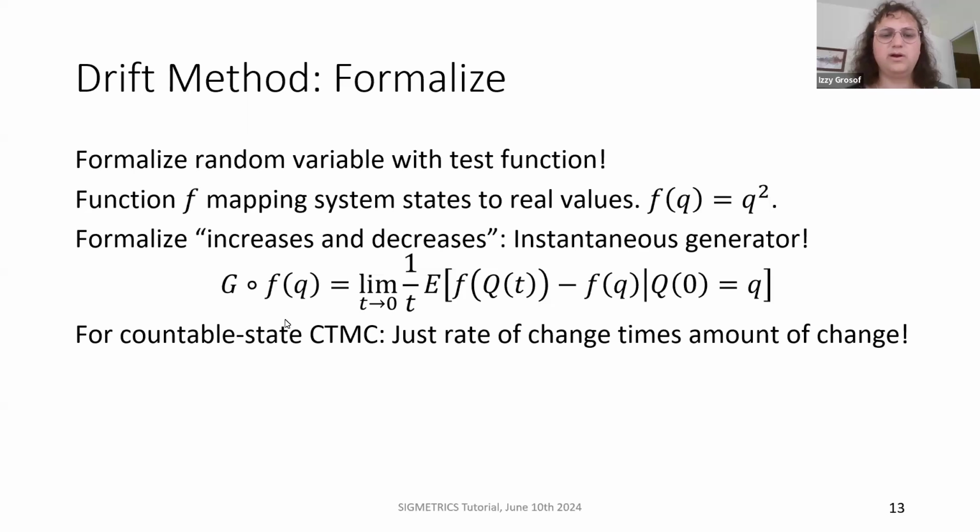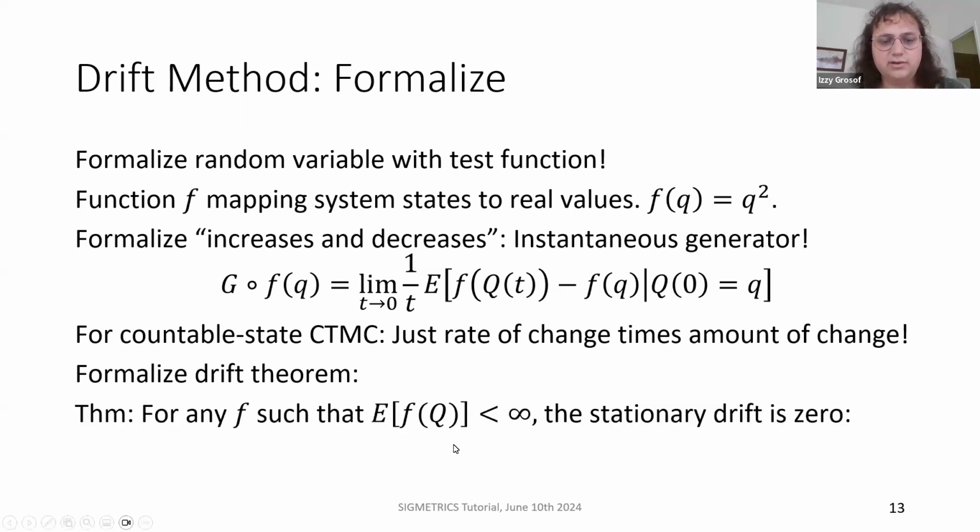But when it comes to countable state systems, like we're looking at here, countable state and continuous time Markov chains, we don't need to go through this full definition. We can just look at the rate of change, like the rate of leaving some state, times the amount of change that movement would cause in whatever our test function is. And that's what we're going to be using for the rest of this talk. And we can also formalize the key drift theorem. The drift theorem says, if I have a test function whose mean is finite, then its stationary drift is 0. So the mean of the drift of f in stationarity is just 0.